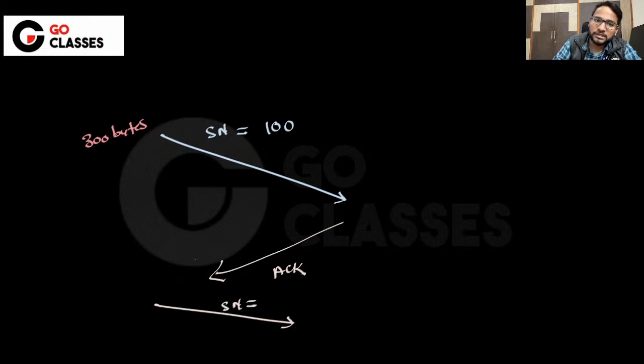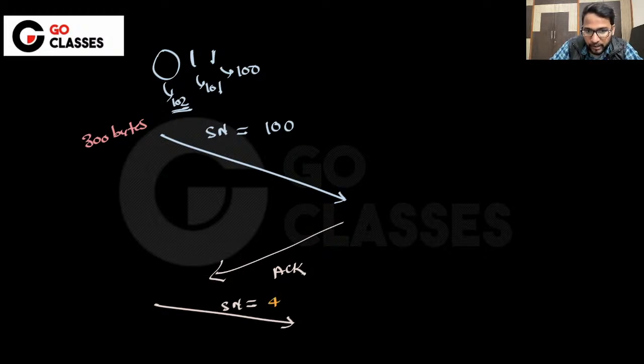If you are sending one byte, then the sequence number is 100. If you are sending two bytes, this sequence number is 100, this one is 101, and the next sequence number will be 102. Now if you are sending 300 bytes, what is the next sequence number that you will be writing here? It will be 400. Basically for every byte there is a sequence number, so that's why it will be 400. I hope you understood.